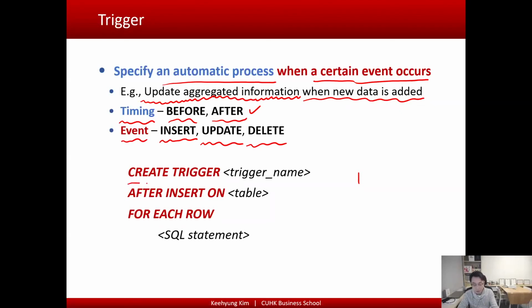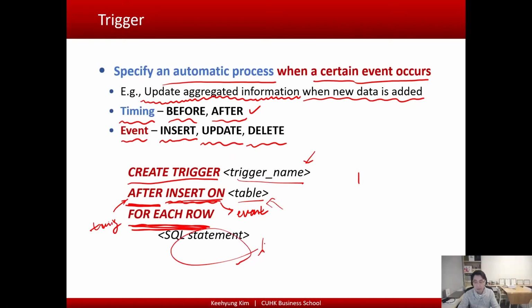So the syntax is this: you specify create trigger, and here you put the trigger name, and then you specify before or after. Basically, you specify the timing here, and you specify the event. So what event happens? In this case, what it's saying is that the trigger will be created, and the trigger will be performed after something is inserted on this table. And then you specify for each row. So here, for each piece of new information added into the table, you specify the SQL statement, the automatic process. So that's the basic formula of the trigger.